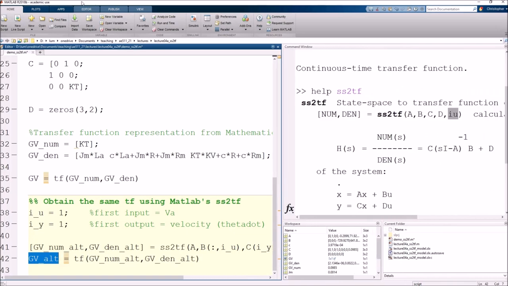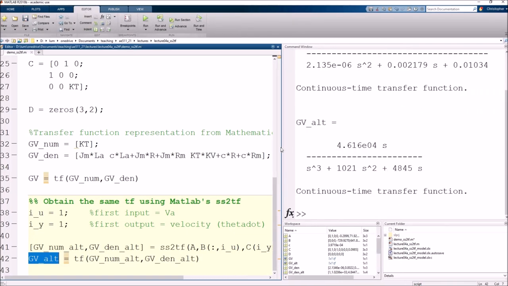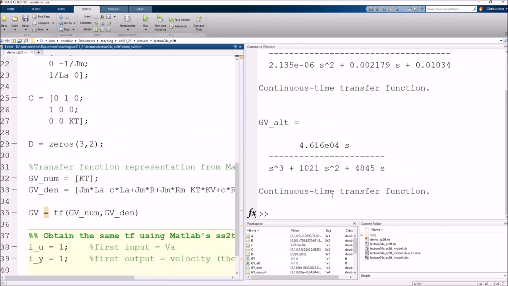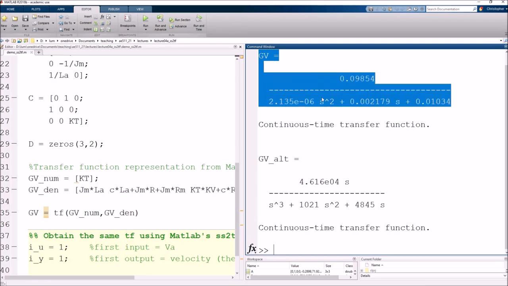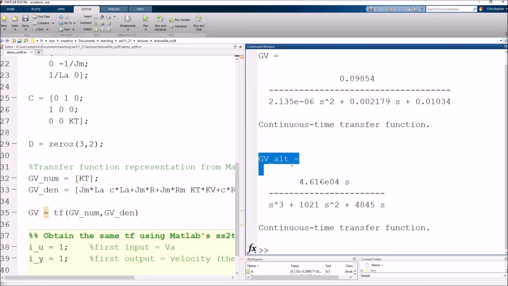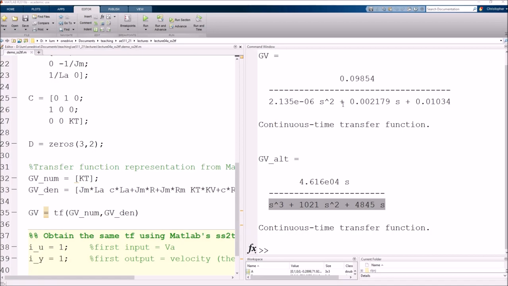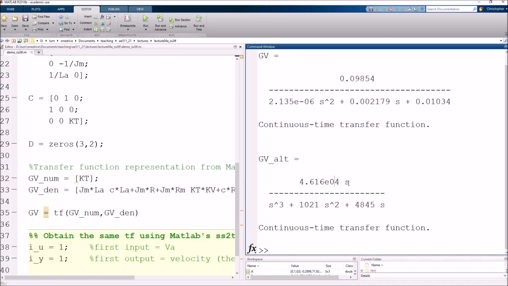Now if I go ahead and run this and we inspect them, you might say, wait a second, something doesn't look right. Here's GV. This was a second order transfer function. And now GV alt, the one we got using MATLAB's SS2TF, is a third order transfer function. Something seems a little bit fishy here. If you look at this long enough, you can see that MATLAB hasn't done the pole zero cancellation. There's a zero at the origin up here, and clearly in the denominator there is also a pole at the origin. So we just need to cancel these two things out.